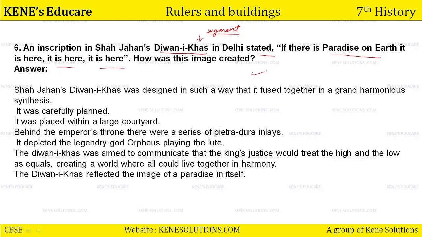How was this image created? We want to know. Okay. Why do you think that Diwan-e-Khas was a paradise? Why did Shah Jahan say that Diwan-e-Khas is a paradise?